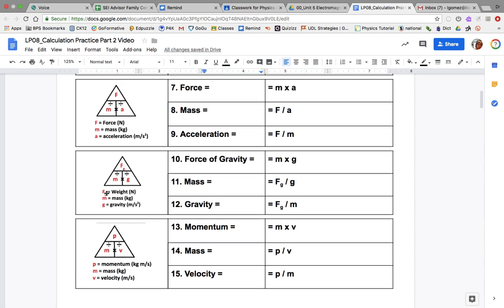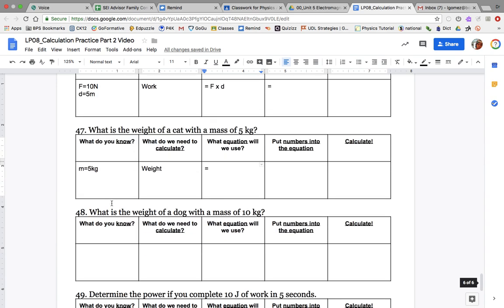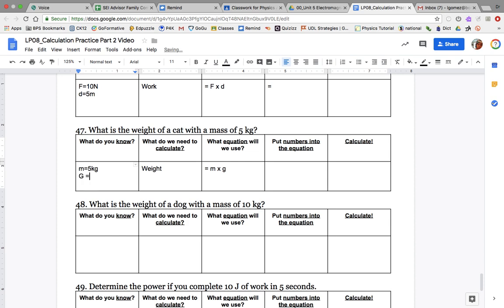Here, weight, force of gravity. We need to multiply mass and gravity, or the acceleration of gravity. So let's go here. We want to multiply these two. Mass is 5 kilograms. So you want to multiply mass and gravity. I'm not going to put in the numbers for you because that's a little bit too much, but the gravity is 10 meters per second squared.